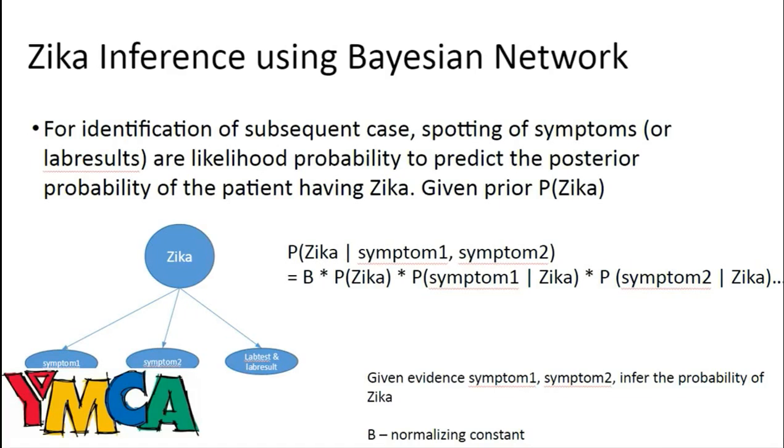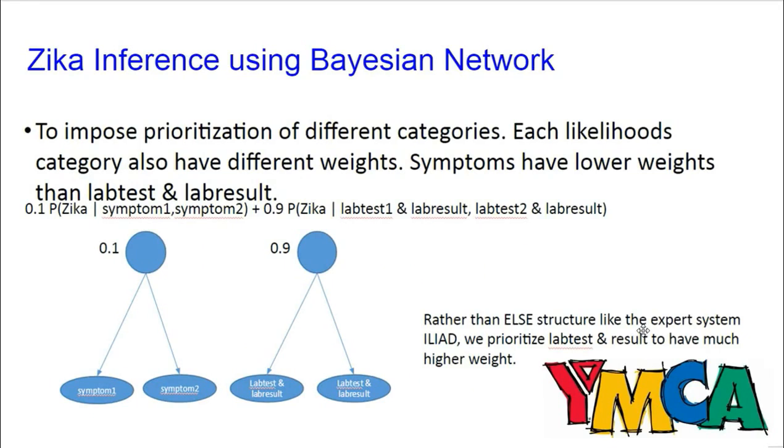The algorithm calculates the probability of Zika given evidence symptom 1 and symptom 2. This is known as diagnostic inference. We consulted the ILiAD medical expert system, which has alternate results depending upon which combination of findings are present as evidence. It does this to circumvent the problem of non-independence by only using evidence which has a higher importance to perform computation. However, our algorithm, in the case of symptoms and lab tests, assigns higher weights to evidence with higher prioritization, like lab tests and lab results, and lower weight to symptoms.